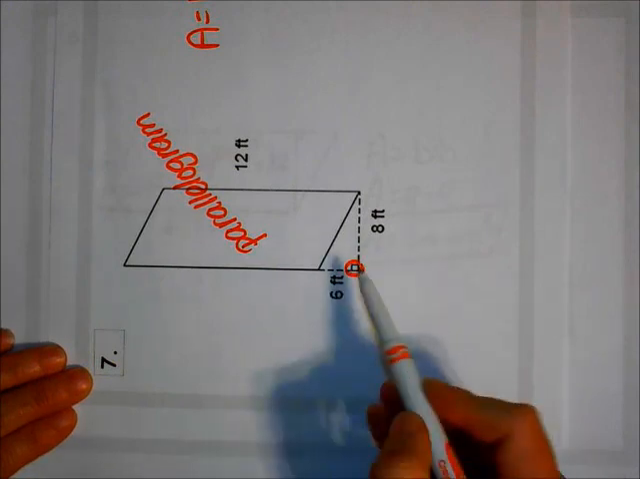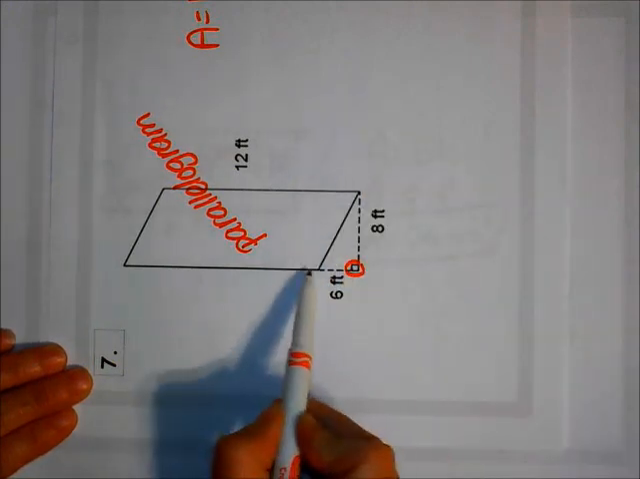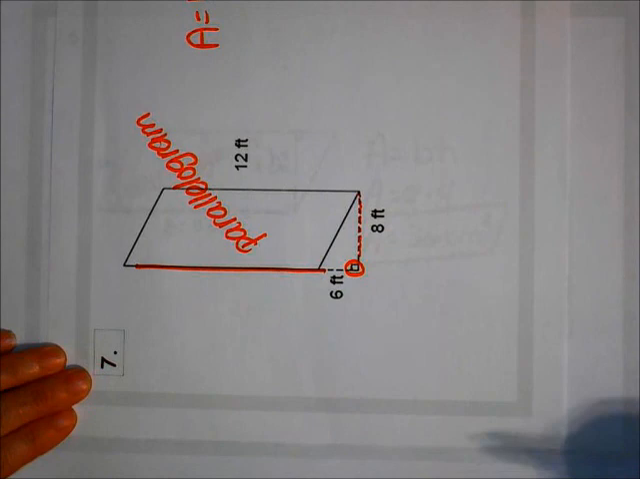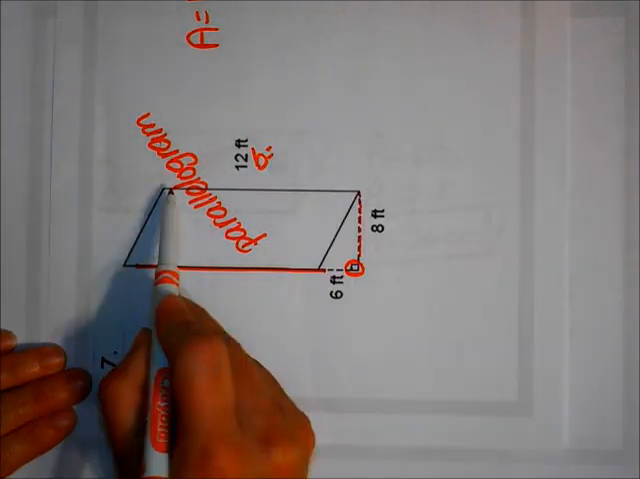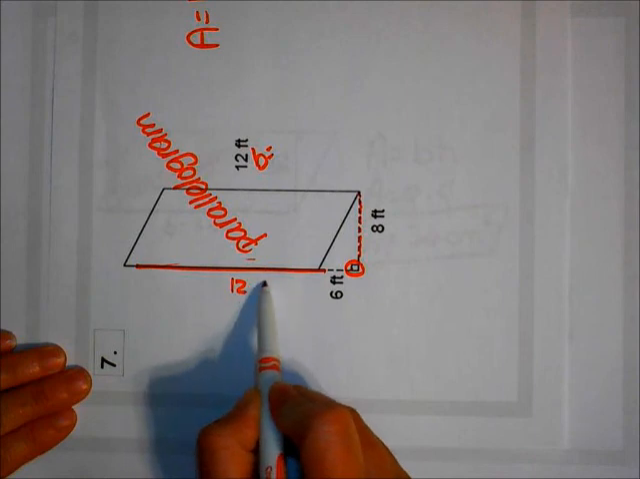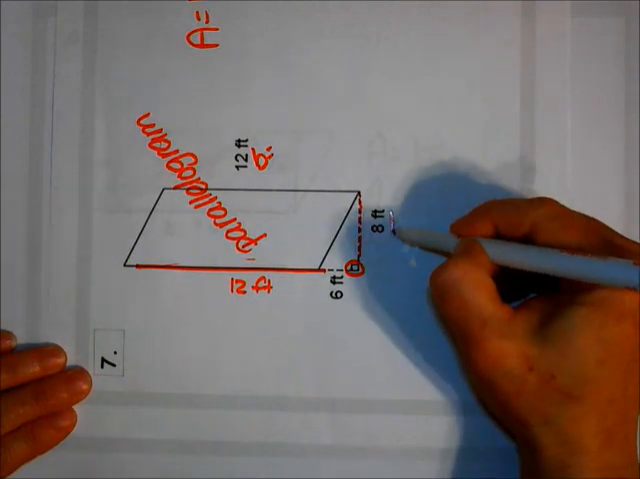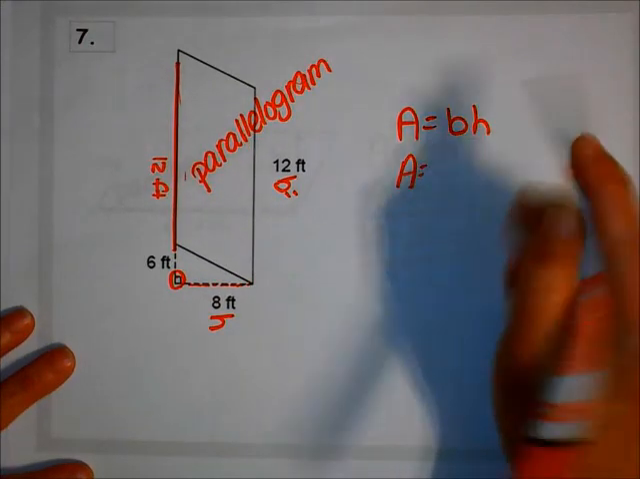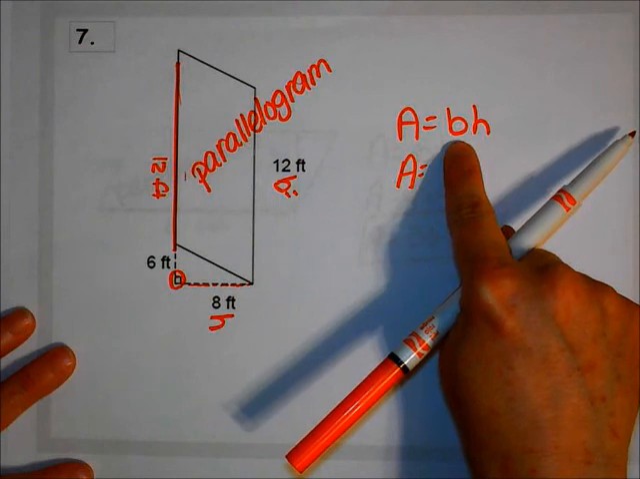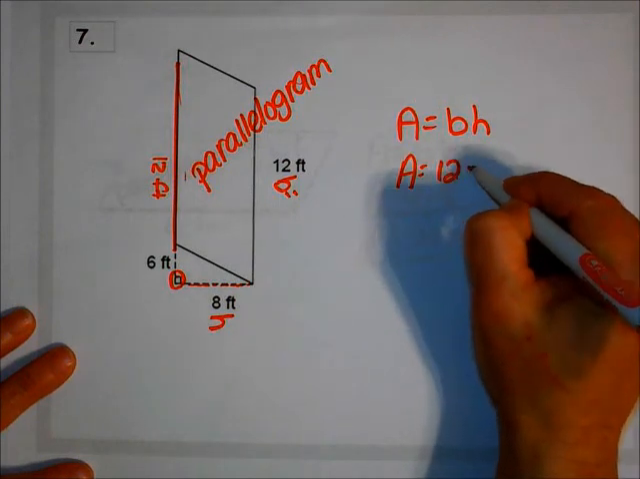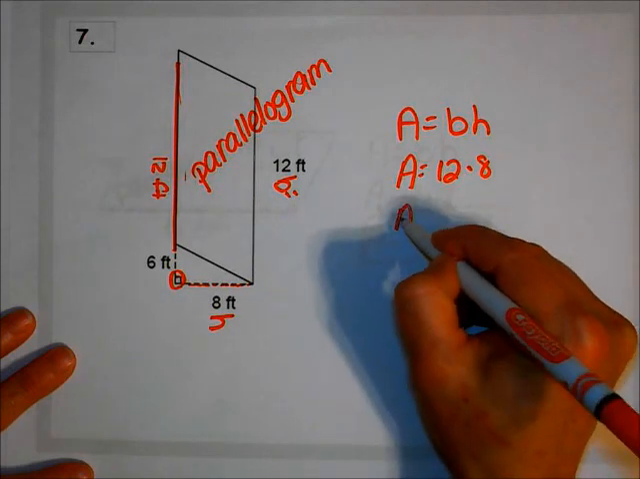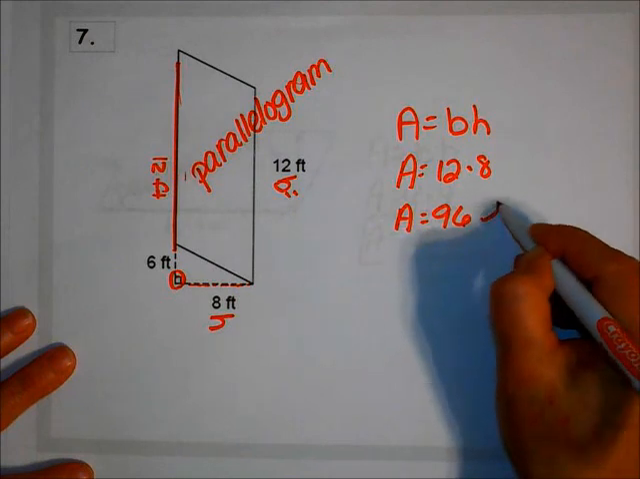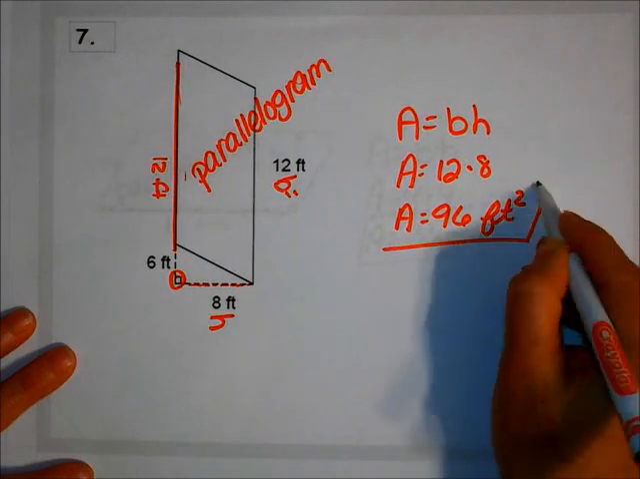Here's my base and height that meet at my right angle. So here's my base. My dotted line is how tall it is, which is 8. So my base is 12 because remember, opposite sides are parallel and equal. Here is my height. So now I'm going to plug into my formula. Instead of saying A equals BH, I'm going to say A equals 12 times 8. So the area of my parallelogram, 12 times 8, is 96. Make sure you label it square feet.